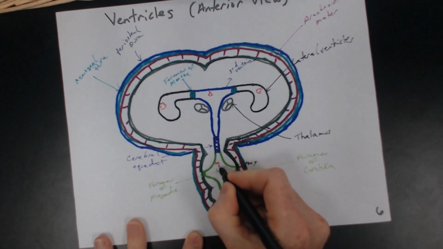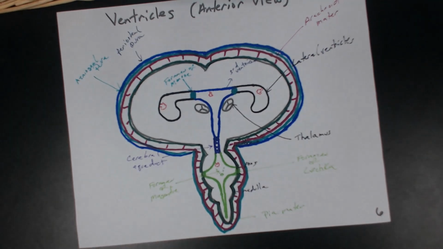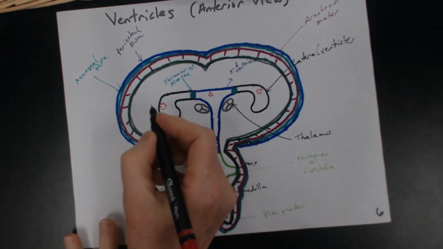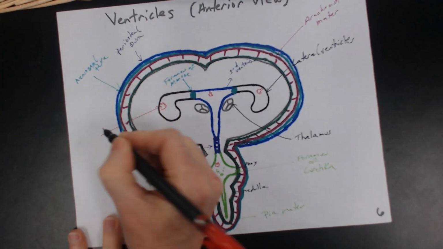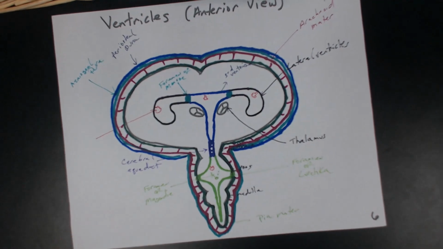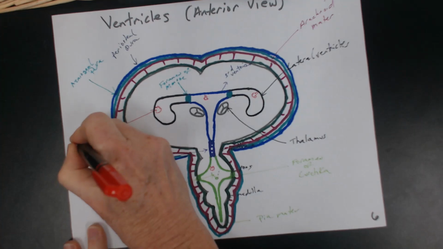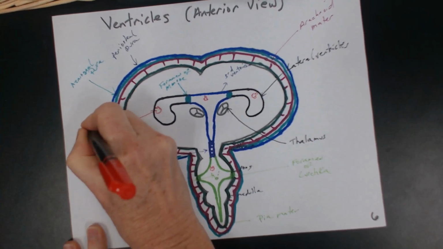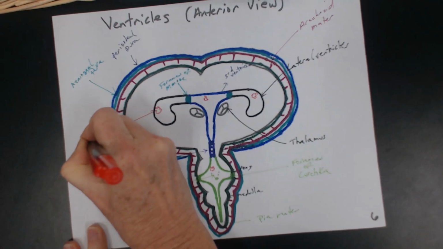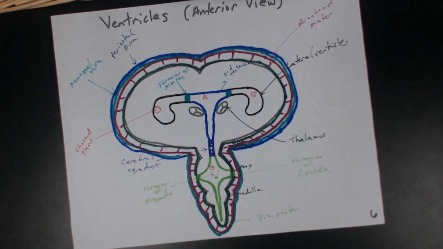So all of your ventricles are responsible for making CSF. And what they use to make CSF is this structure. It's actually a specialized kind of ependymal cell. We'll talk about that today. It's called your choroid, C-H-O-R-O-I-D, plexus, P-L-E-X-U-S. So your choroid plexus makes CSF.